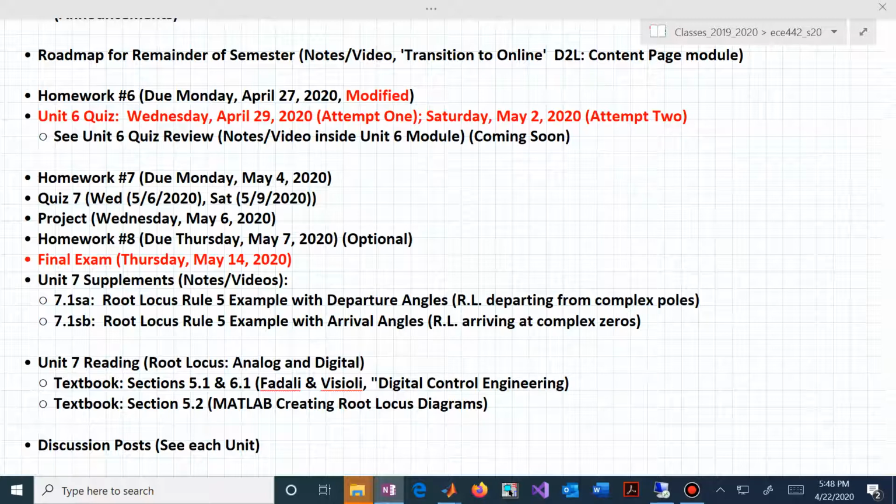There is material that's supplementary, and really it's kind of helpful to know, and these deal with rule number 5, and you'll find those in 7.1 Supplement A and 7.1 Supplement B. Supplement A deals with how do these branches of our root locus depart, at what angle do they depart from these complex poles, open loop poles, and Supplement Lecture B is how do these root locus branches arrive, at what angle do they arrive at these complex zeros.